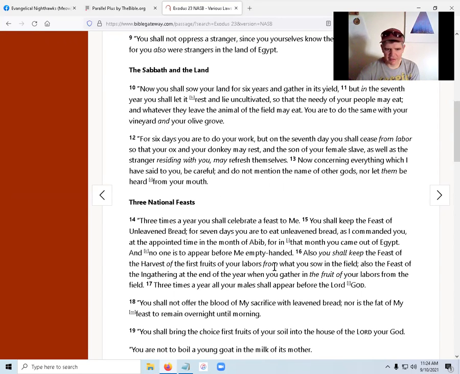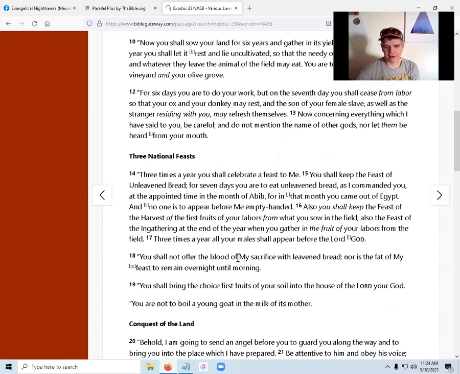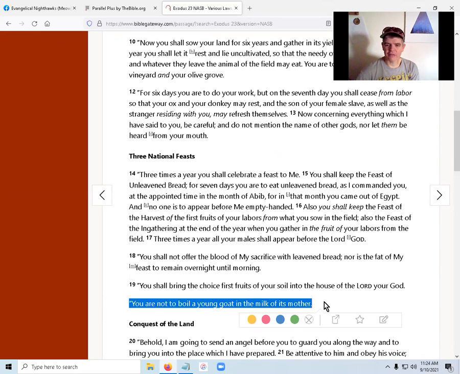Three national feasts. Then right here should be another subheading. You shall not offer blood sacrifice with leavened bread. You shall bring the choice fruits. You shall not boil a young goat in its mother's milk. That has got to be the weirdest law of all. It's repeated like three times, so obviously it was important.